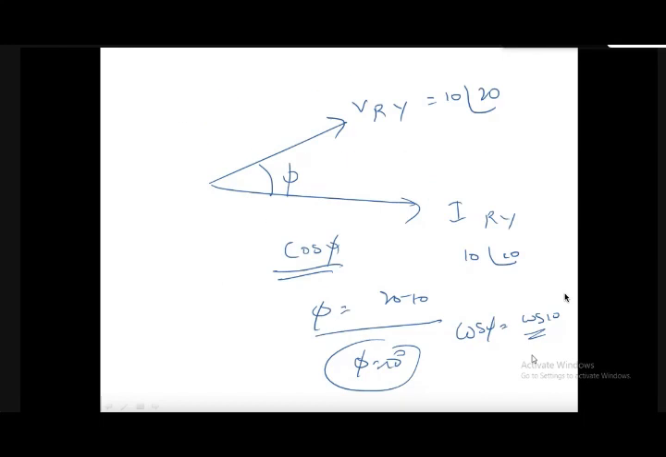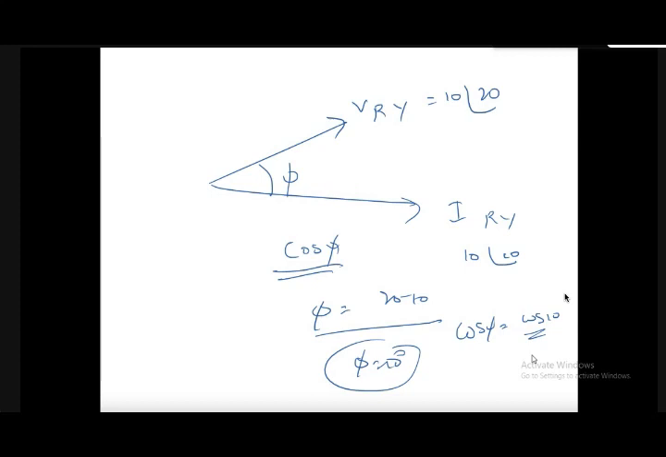And I want to find the angle. If you want to find the angle between the two phasors, the voltage phasor and the current phasor, take the angle of the voltage with respect to the reference, and take the angle of the current with respect to the reference, and subtract it. You will get the angle phi. If you take the cosine of the angle, then you will get the power factor.